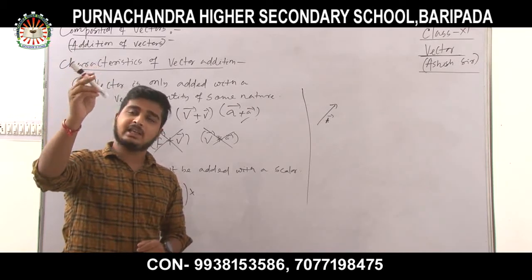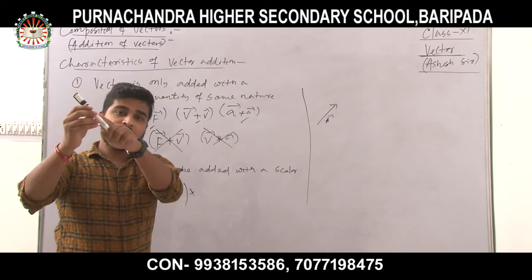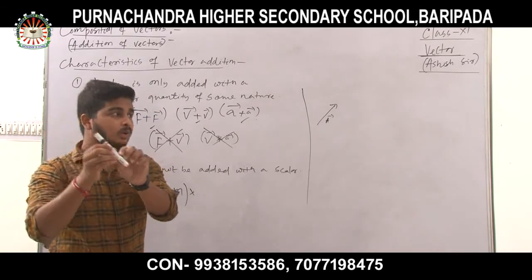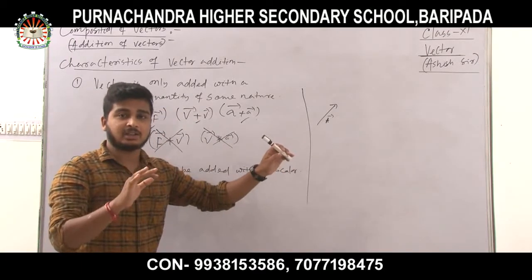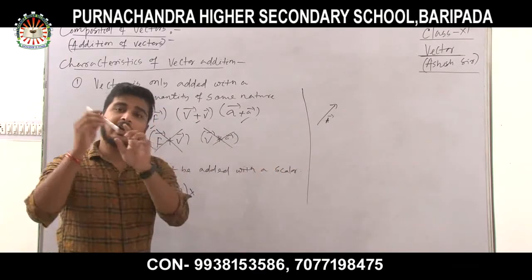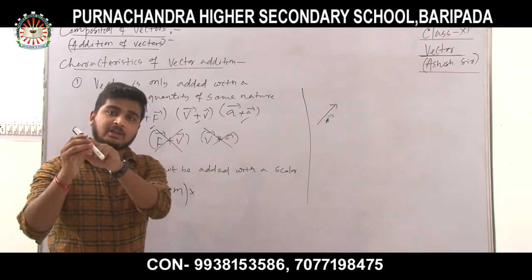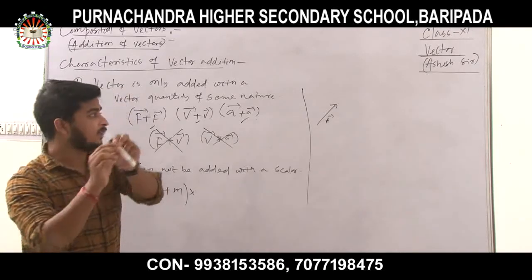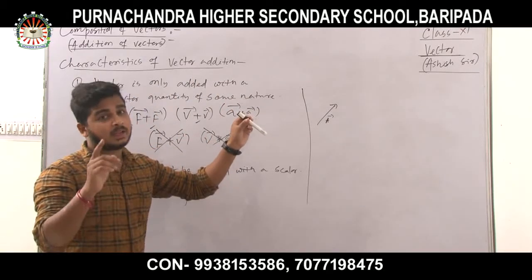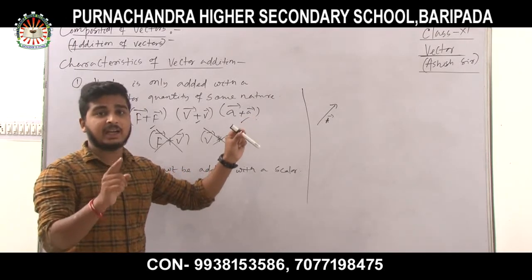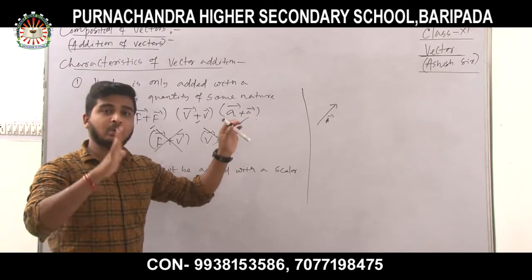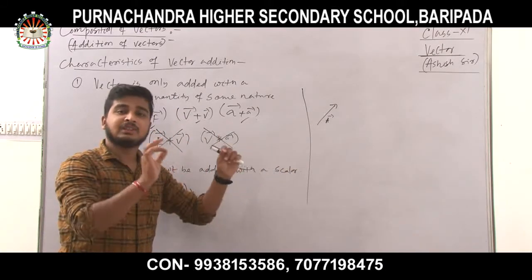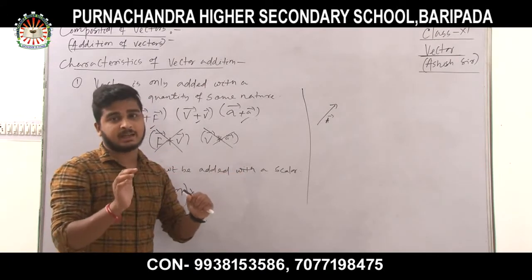Suppose the vector A is here in the space. You can transfer or displace the position of a vector to another position. In the vector addition property, you can change the position of a vector in the space. Suppose a vector is here, you can take the vector to here, but you cannot change the direction and magnitude of the vector.